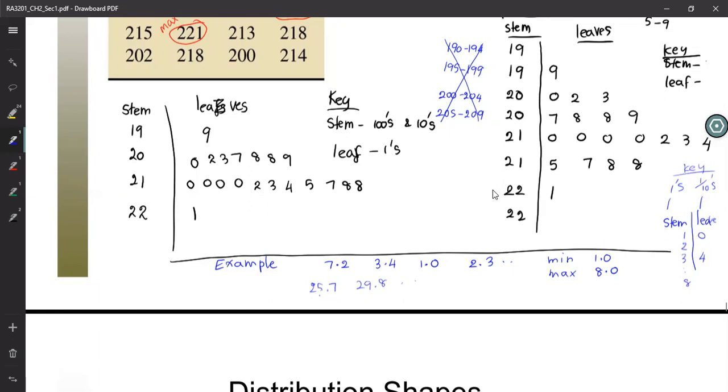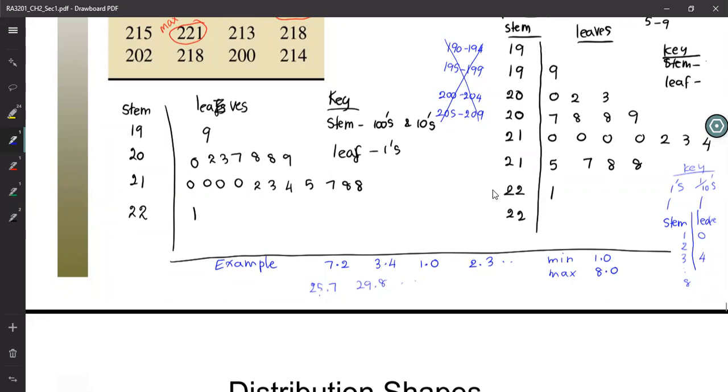So we learned about histograms, dot plots, and stem and leaf diagrams. So what are the differences between these graphs? The histogram, it is very nice to get an idea about the shape of your data. Even if you have large number of observations, histogram will work nicely. The dot plot is a very basic type. It is good if you have small number of observations.